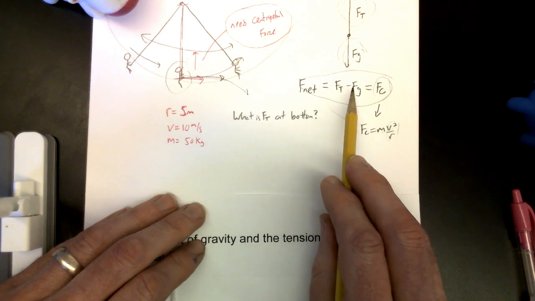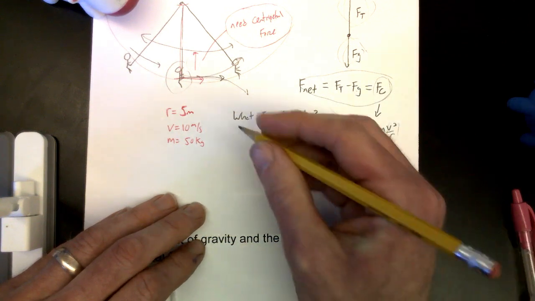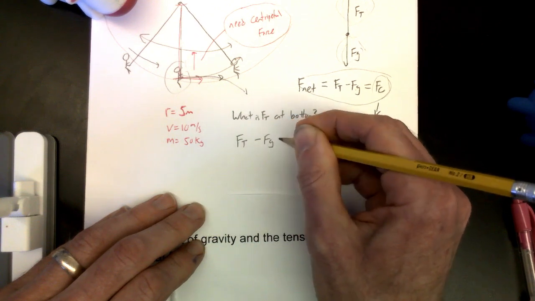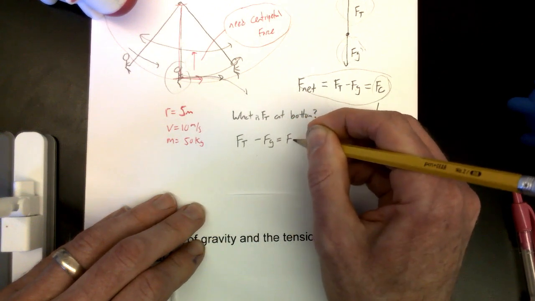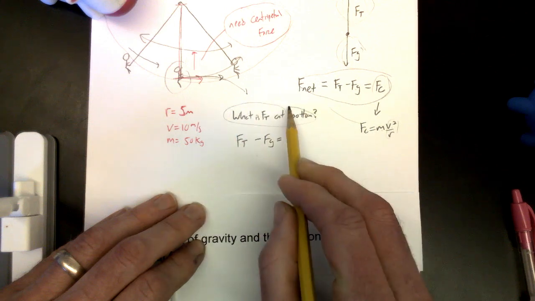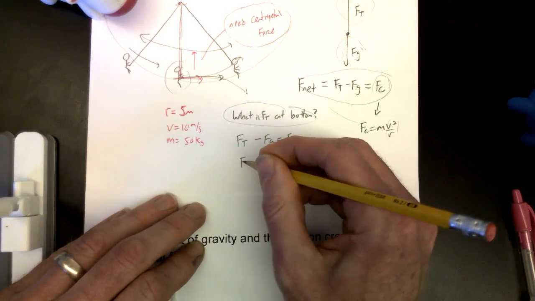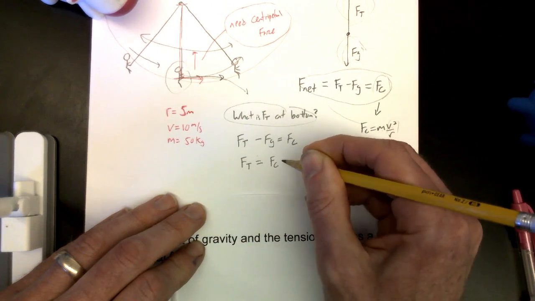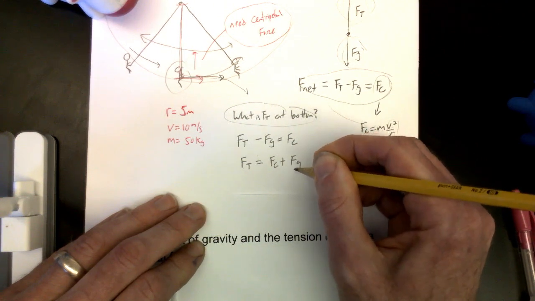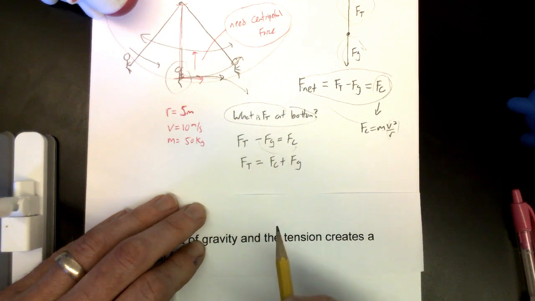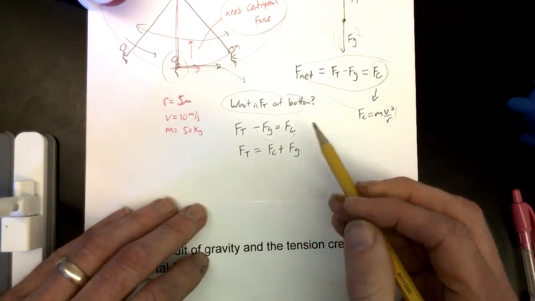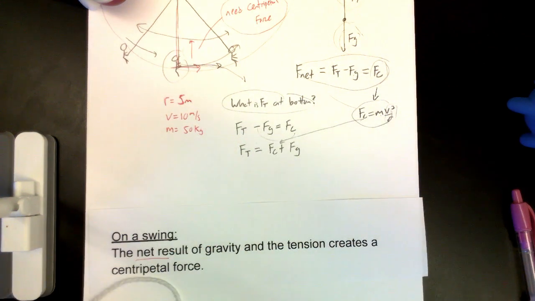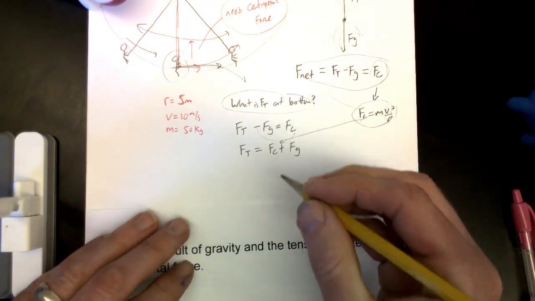We're going to have tension, gravity, and centripetal force. So there's tension, just writing the same thing again, minus gravity equals centripetal force. But if I'm curious what the tension is at the bottom, I'm going to write it like this. Force of tension equals the centripetal force plus the force of gravity. So I just pulled that to the other side. Algebra.